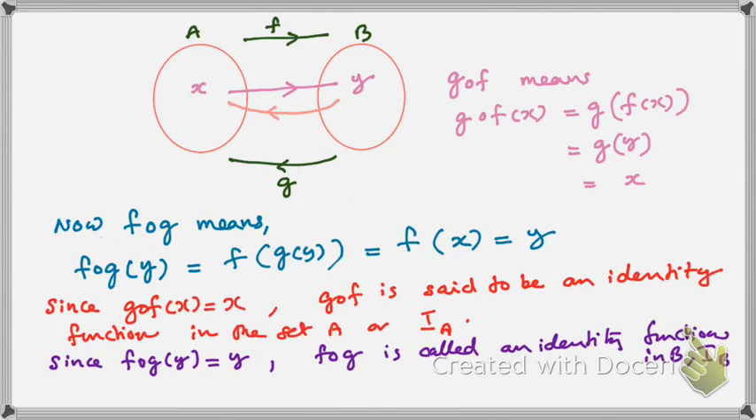So let me repeat that one more time. To prove that a function f is invertible and to find the inverse, I will define a reverse function g, then find two composite functions. One is g of f of x and the other is f of g of y, and show that both are identity functions, which means g of f of x is x and f of g of y is y. If it happens that way, f is invertible and the inverse of f will be g.